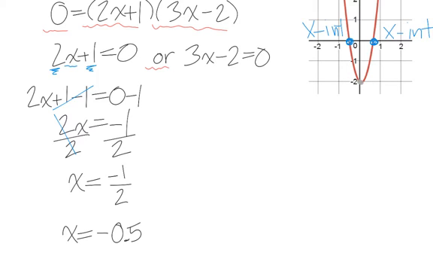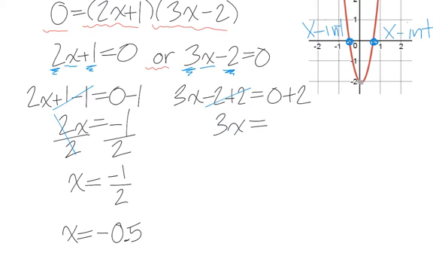Do the exact same thing with the other binomial. So we want to isolate x, but x is stuck with this multiply by 3, and it is stuck with this subtract 2. We want to get rid of the subtract 2 first, so we're going to add 2 to both sides of the equation. The 2's cancel out, which leaves us with 3x. 0 plus 2 is 2. We want to get rid of this multiply by 3, so we need to divide both sides by 3. Those 3's cancel out, which leaves us with x equal to 2 over 3.